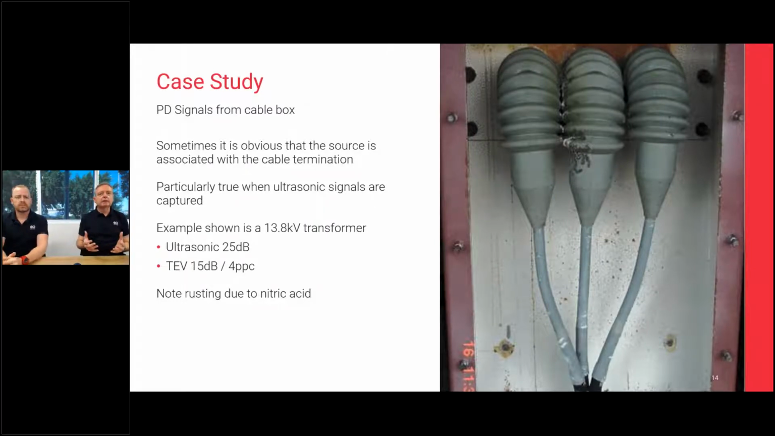If we get ultrasonic signals coming out of a cable box, we've got a problem in that termination area. It's pretty straightforward. We open this particular one up, and you can see we've used the wrong component, or somebody has installed the wrong component. We've got those two boots touching each other, and we've got PD between. We've got lots of nitric acid and ozone building up, and you can see all the rusting inside that cable box. Relatively straightforward, not something we haven't seen a few times.